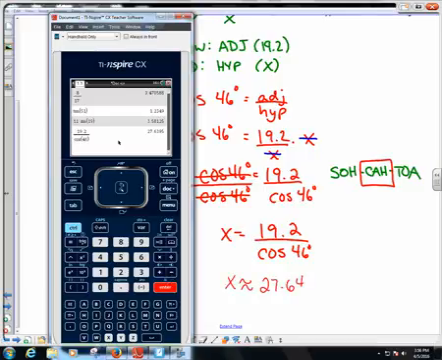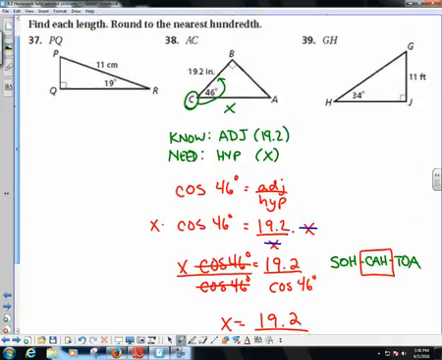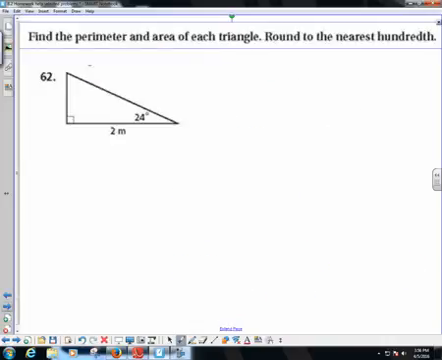27.64 is x. X is approximately 27.64. And we were looking for the length of AC. So we say AC is approximately 27.64, and the units that we're using is inches. Our answer for this should have been, for number 37, should have been in centimeters. All right, so that's all I'm doing for that section.